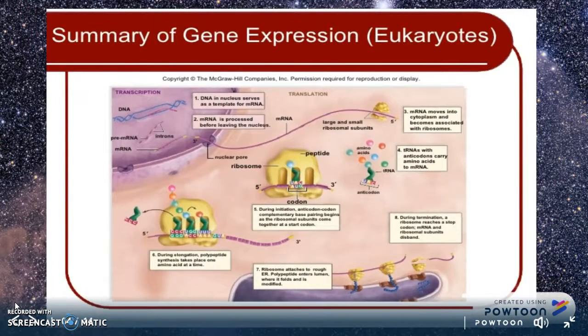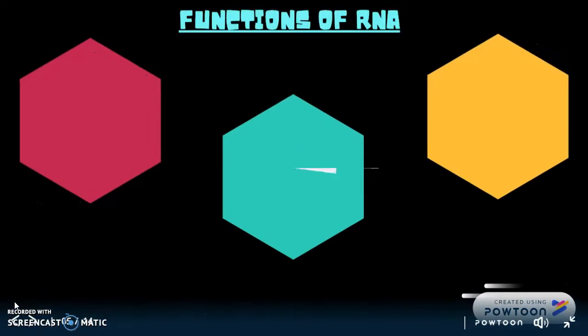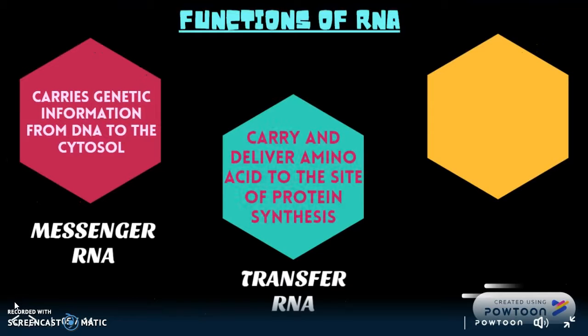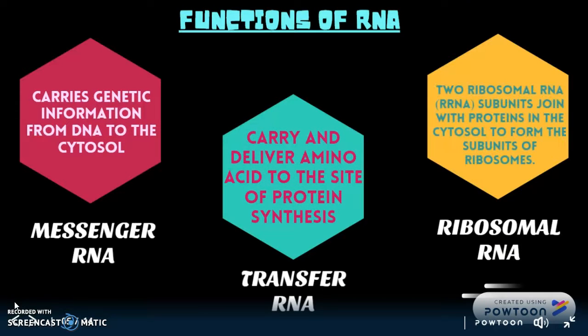This is the summary of gene expression for eukaryotes. You can refer to your module on page 32. These are the functions of RNA. Messenger RNA is produced in the nucleus by a process called transcription. Messenger RNA also carries genetic information from DNA to the cytosol.